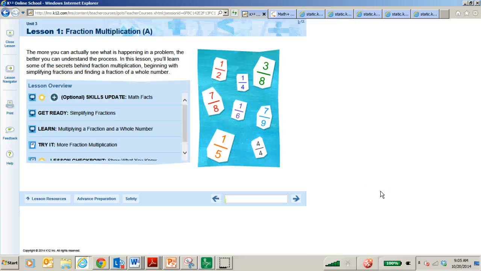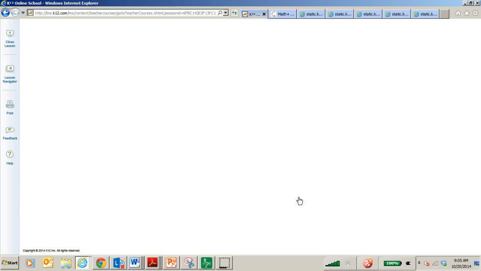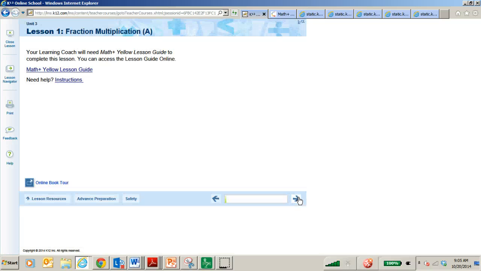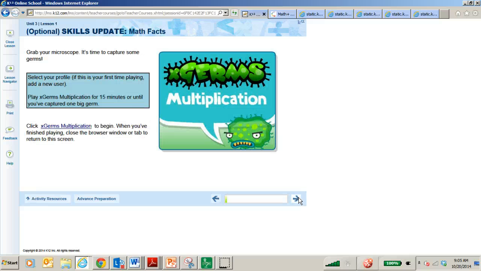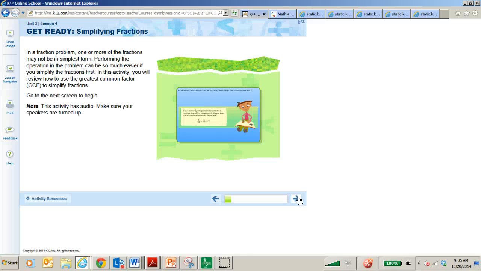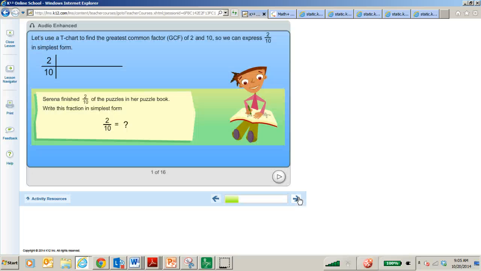So let's go back to the OLS and begin to explore Lesson A. Now this lesson is going to, again, like I said, start off assuming that your child has mastered some of the basic facts or methods of computing with fractions and just understanding what a fraction is. This first activity talks about simplifying a fraction, and you can see that it talks about the GCF, or greatest common factor.